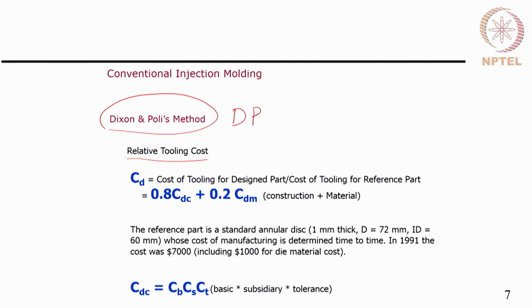The relative tooling cost is given as the tooling cost for the part divided by the tooling cost for the standard part.